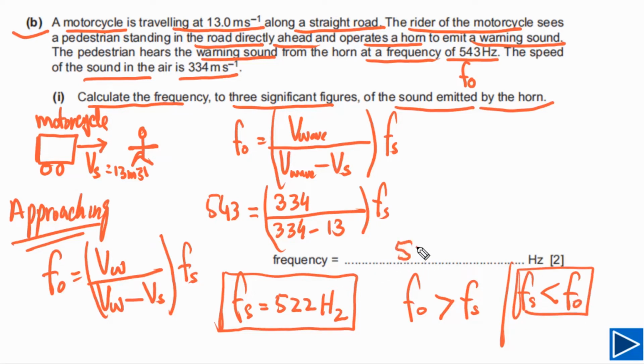We can write on here 522. This question has only 2 marks. You will get 2 marks if you have plugged in values, means you have substituted the right values, and you will get 1 mark, and the final mark is the answer mark if you have got the right answer.